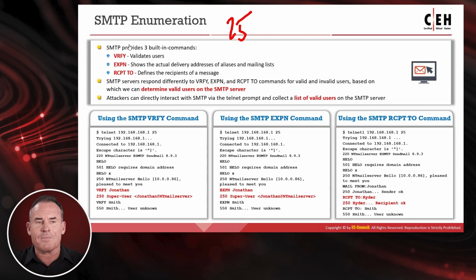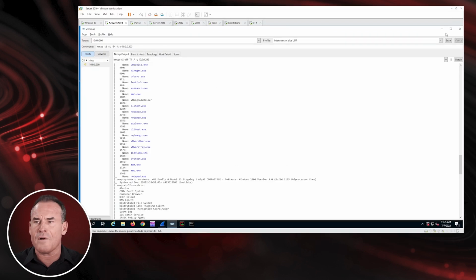But SMTP has 3 built-in commands that can assist in identifying user accounts on the SMTP server. VRFY validates users. EXPN shows the actual delivery addresses of aliases and mailing lists. And RCPT TO defines the recipients of a message. So any of these can be used to identify user accounts. The VRFY, EXPN, RCPT TO commands are executed from a command line interface, which can be done with telnet or a script. So just to show you one more Nmap script.